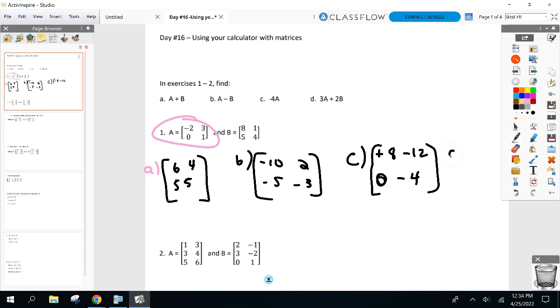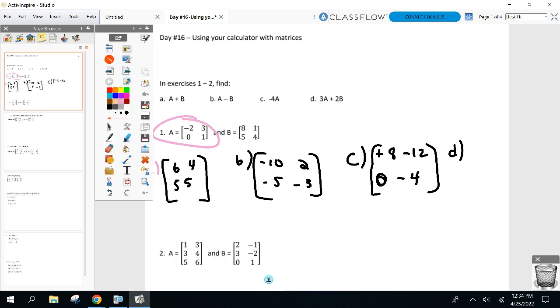And then go ahead and type in 3A plus 2B. You can type it in just like that. All right, I want you to try it on your own now with this second one.